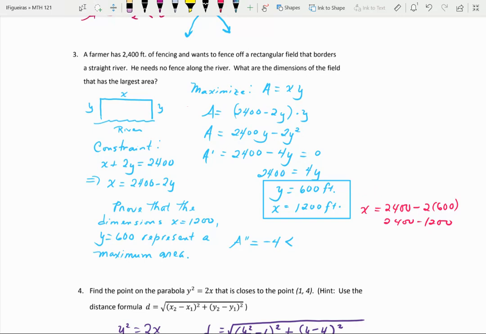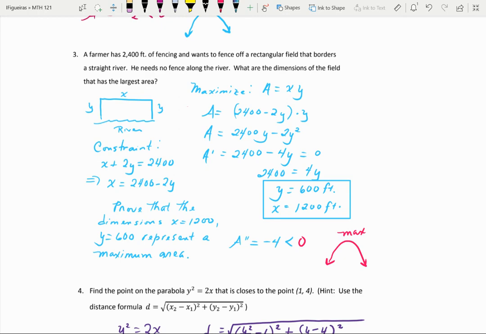So now again, we have to prove that these are dimensions that will maximize the area of the field. So again, I take my second derivative. Second derivative, A double prime is -4. This is also always less than 0, which means it's concave down, and concave down means that my critical point represents a maximum.